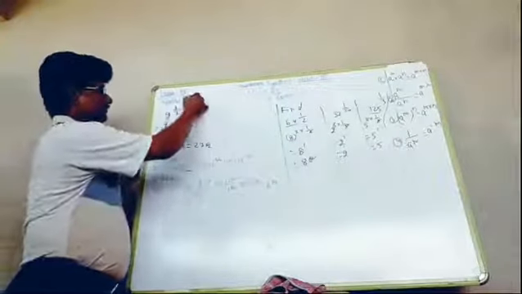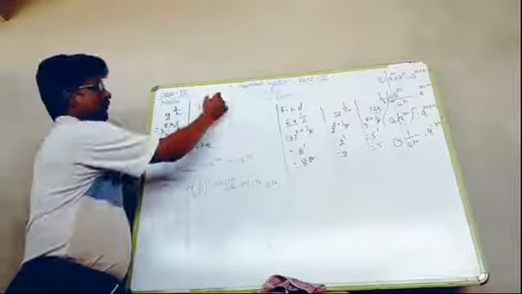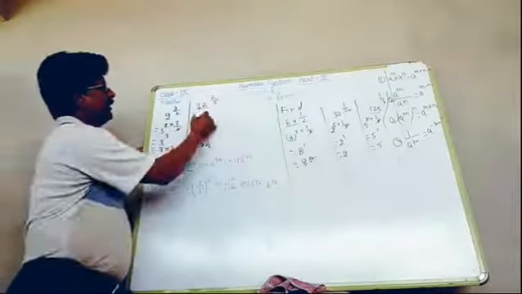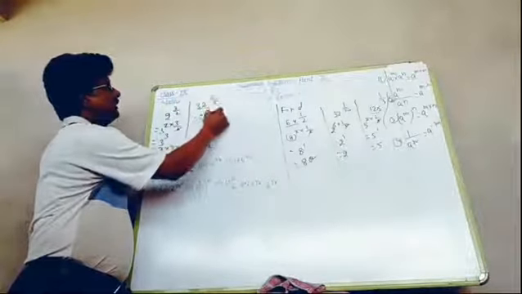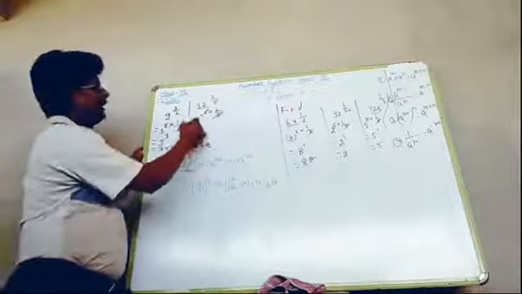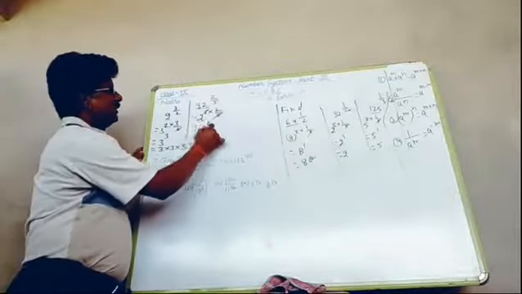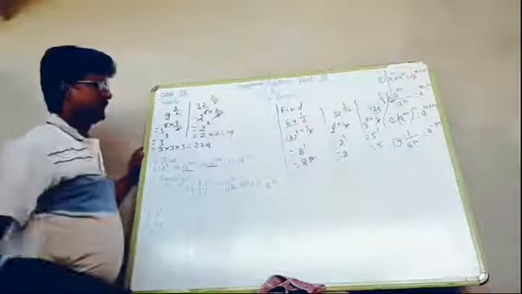Next is 32 is raised to power 2 by 5. So once again, in place of 32, we can write 2 is raised to power 5 into 2 by 5. Then this 5 will be cancelled, and that will be 2 square, that is 2 into 2, that is equal to 4.